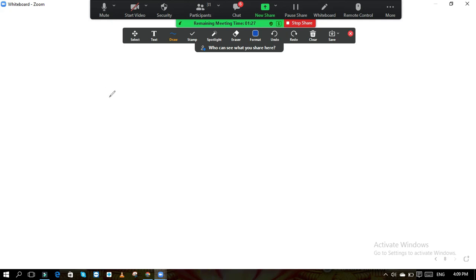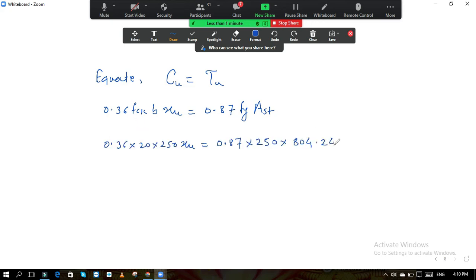So now again do the same procedure. Okay. So equating, assuming the balanced section, equate Cu equal to Tu. So it is 0.36 fck b into Xu, which is equal to 0.87 fy Ast. Just put the values and let me know the value of Xu. 97.17. Okay. So the value of Xu is 97.17. Now calculate Xu max.